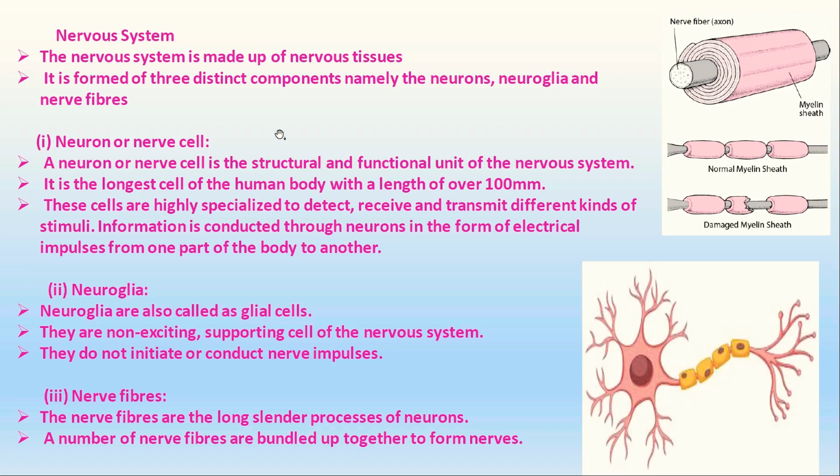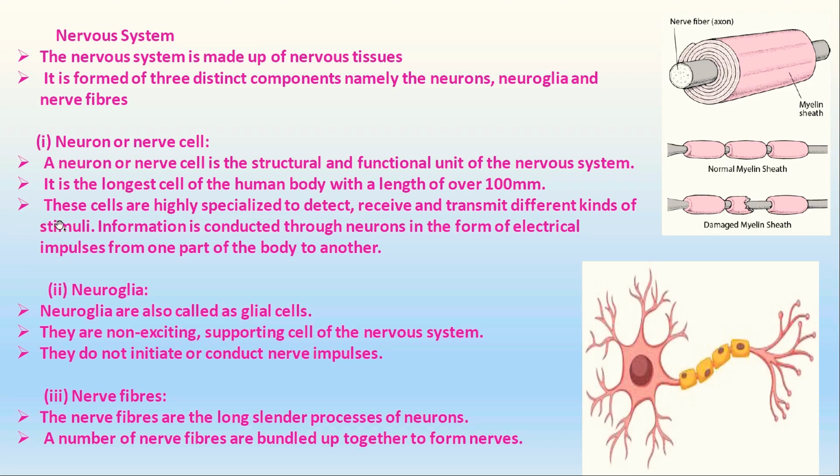Now we shall learn about the nervous system. The nervous system is made up of nervous tissue. It is formed of three distinct components, namely the neurons, neuroglia and nerve fibers. The first one is called the neuron or the nerve cell. A neuron or nerve cell is the structural and functional unit of the nervous system, and it is the longest cell of our body with a length of about 100 millimeter.